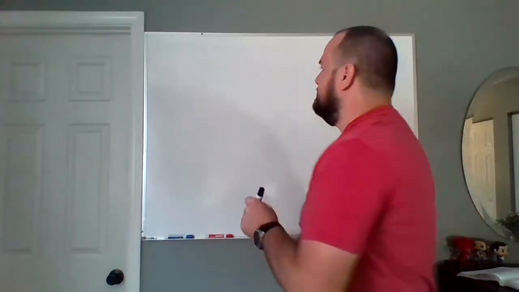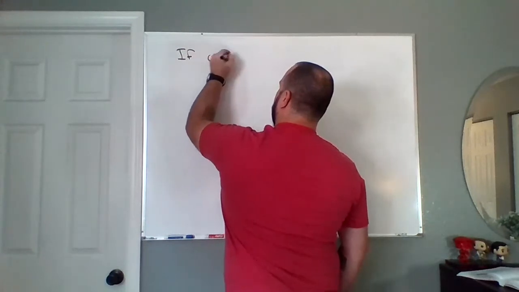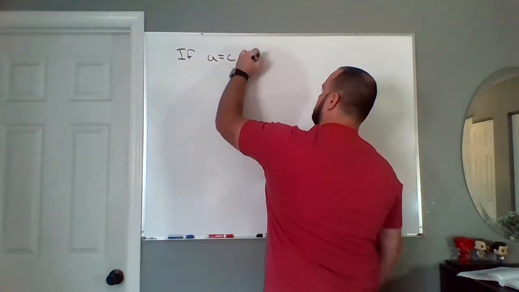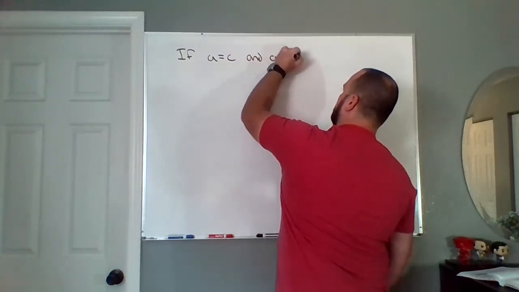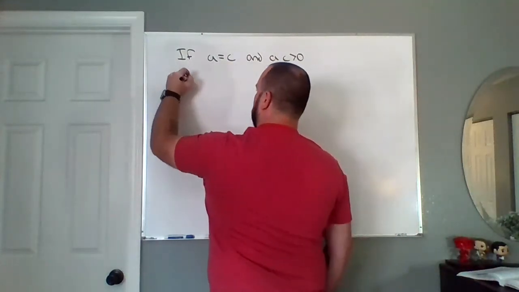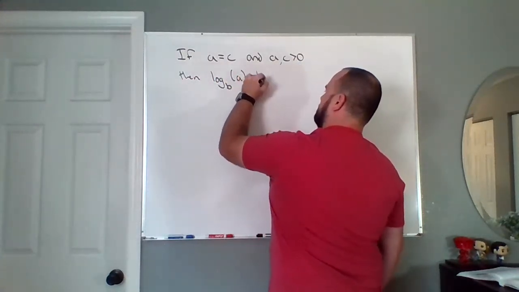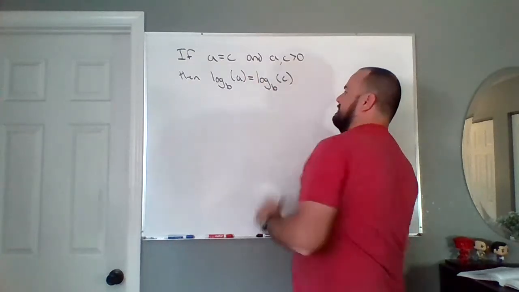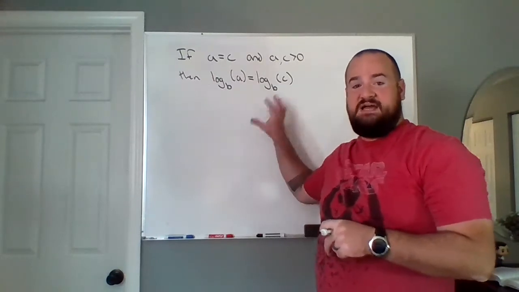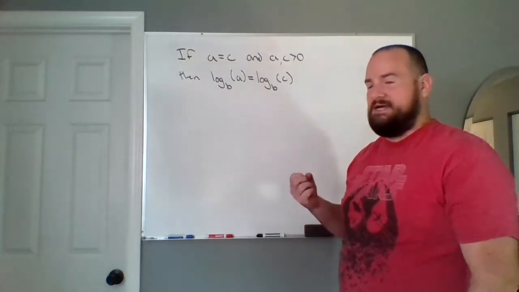And so what's cool about that is we can say if A equals C, and A and C are greater than 0, so we know that these two things are equal, then log base B of A is equal to log base B of C. So if I have an equation, I can take the log of both sides. That's what this property does. And what's really awesome about that is that it's super helpful.